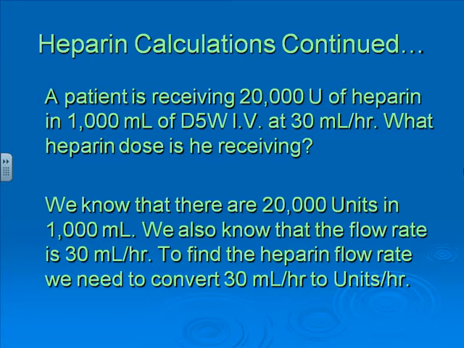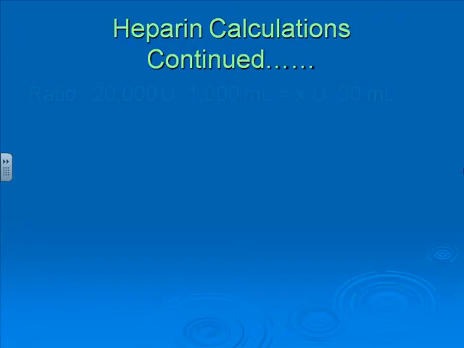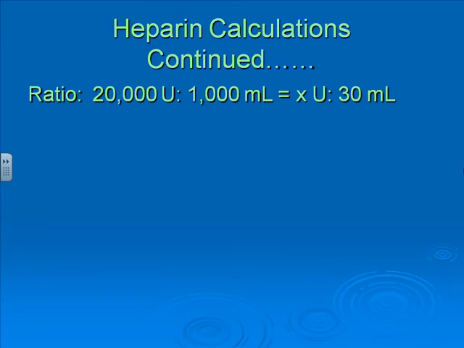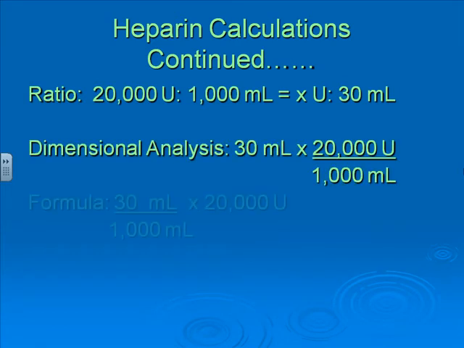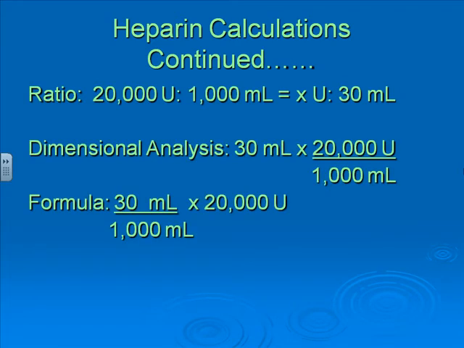We need to convert 30 milliliters per hour to units per hour. Notice the time does not change. All we need to change is the 30 milliliters into some unknown number of units. And we can do this because we're given a relationship between units and milliliters, the 20,000 units to 1,000 milliliters. We now can set up our problem, whether we use the ratio method or dimensional analysis or even the formula method. It doesn't matter which method you use, we'll still discover we're giving 600 units every hour.